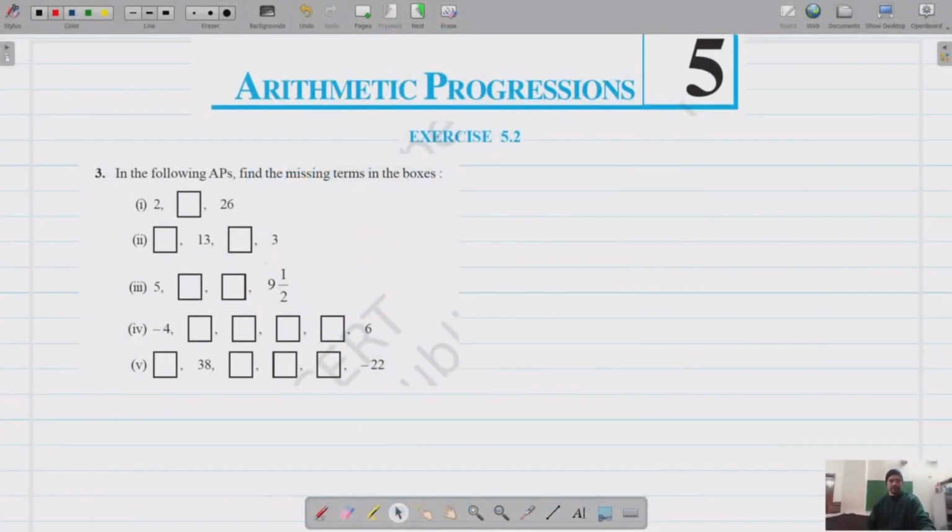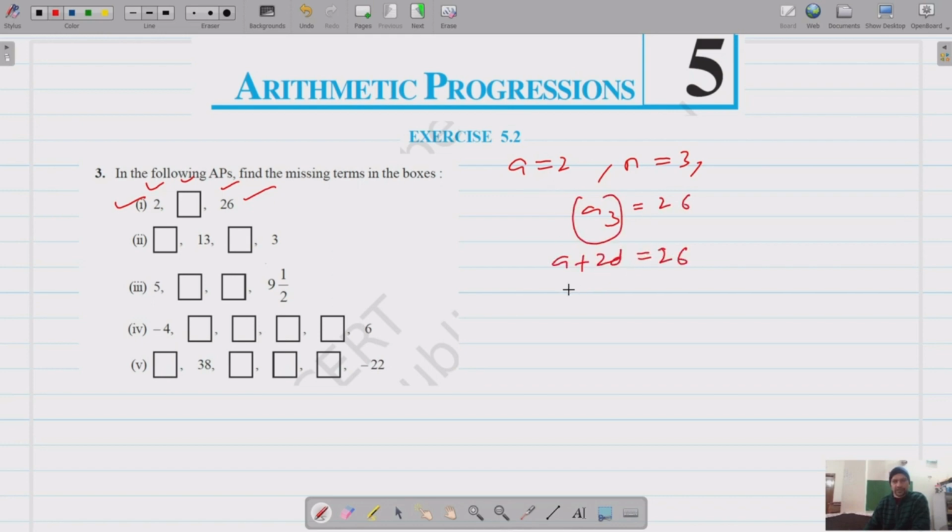Okay, for question number 3, we have to find the missing terms in the boxes. For the first one, A is 2 and the number of terms is 3. So it's 1, 2 and 3, so N is 3 and this is the third term. So A3 is 26, and we know that A3 is A plus 2D. And A is 2, so 2 plus 2D, and 2D is 24, so that gives us D is 12.